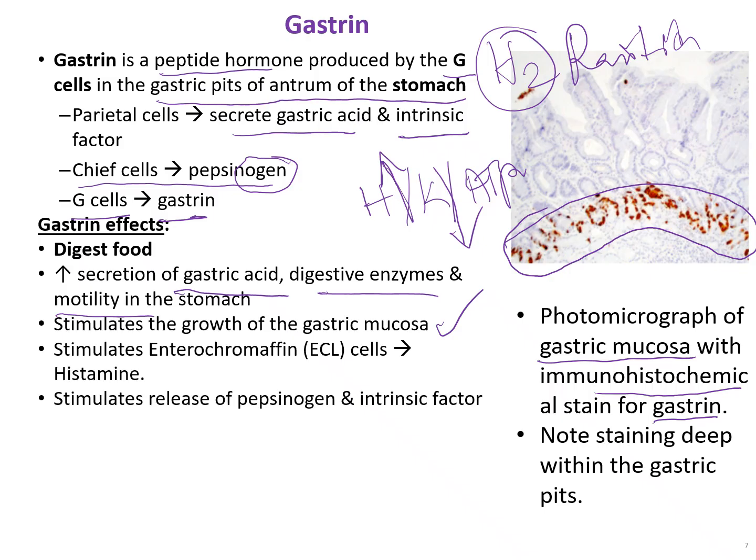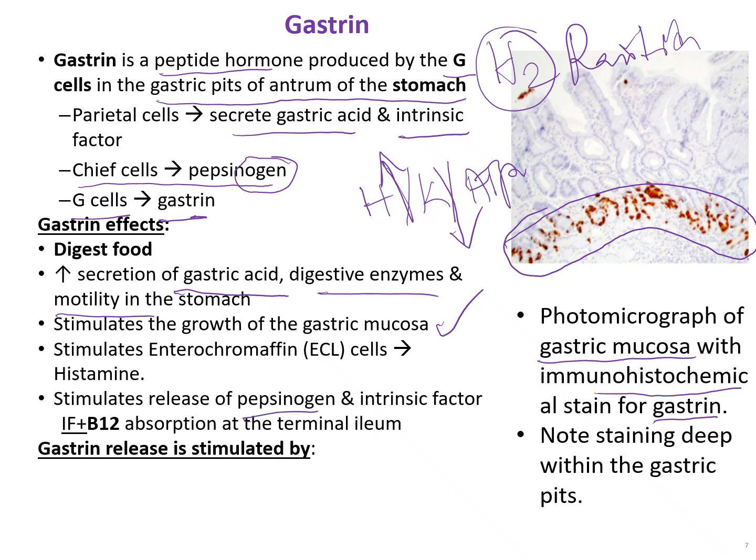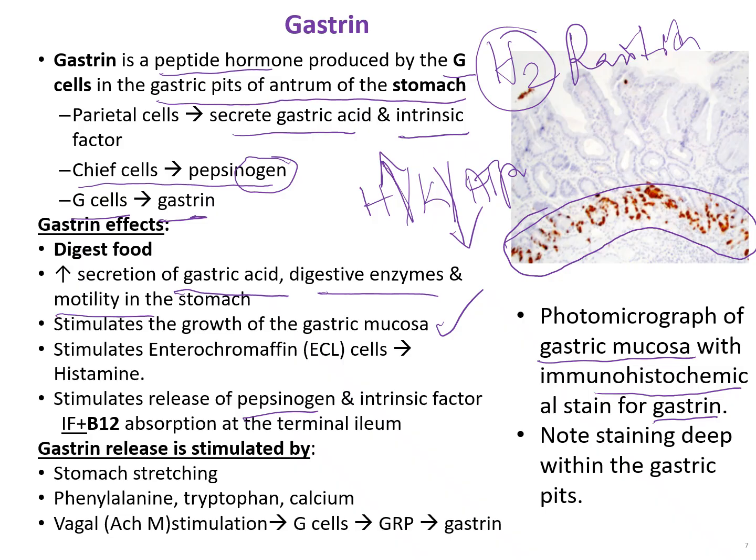All right. And also, the gastrin releases the pepsinogen and intrinsic factor, and we know that for vitamin B12 absorption, the intrinsic factor is important. The gastrin release is stimulated by stomach stretching, stomach distension, and also amino acids like phenylalanine, tryptophan, and calcium. And vagal stimulation. Vagus means the cranial nerve 10, that is acetylcholine mediated, right? Muscarinic receptor stimulation stimulates the G cells, so that releases the gastrin releasing peptide, so that releases the gastrin.